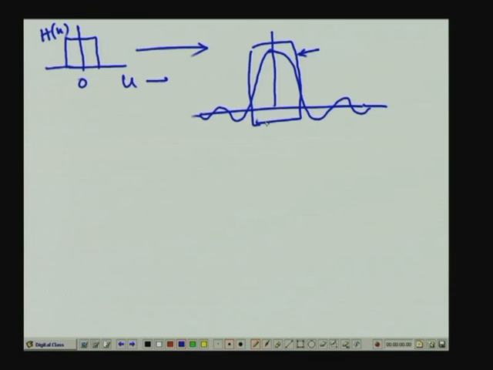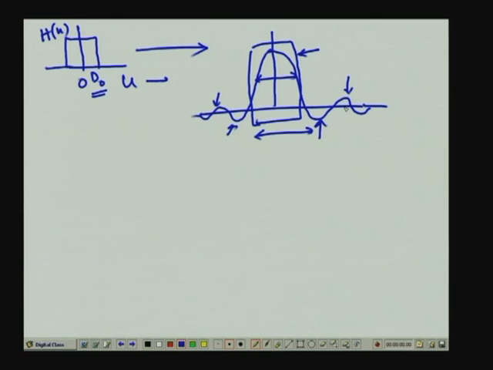other secondary components. Now, the spread of this main component is inversely proportional to d 0, which is the cutoff frequency of the ideal low pass filter. So, as I reduce d 0, this spread is going to increase, and that is what is responsible for more and more blurring of the smooth image. Whereas, the number of secondary components over a unit length is again inversely proportional to the cutoff frequency d 0. And these are the ones which are responsible for the ringing effect.